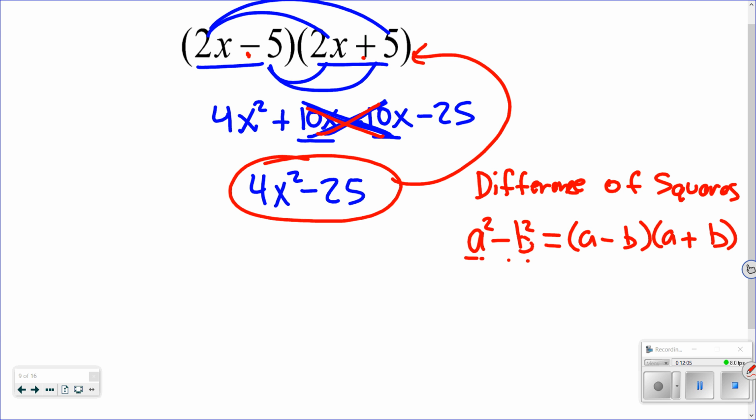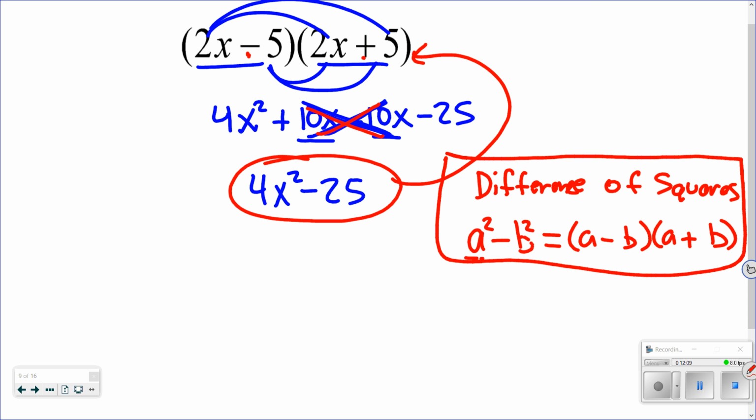Okay, so make sure you have this written in your notes. If you need to pause it for a minute, make sure you have that written down. And then we'll go through and practice with this second type of problem.